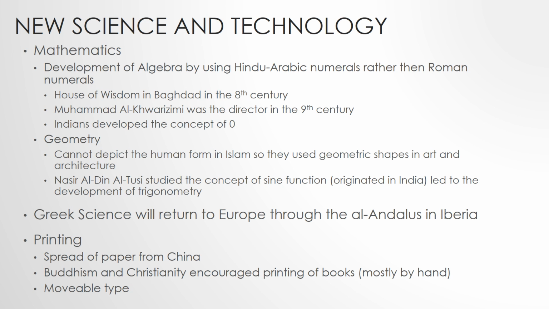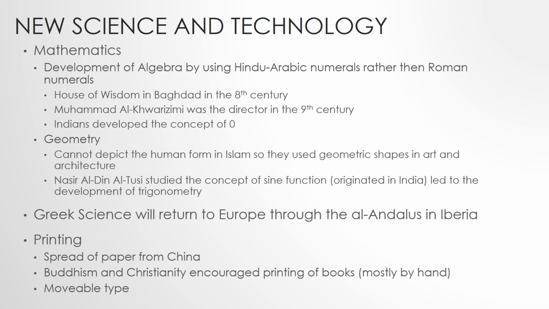We have Muhammad al-Khwarizmi, I apologize, was a director in the 9th century. And he's actually going to create algebra. One of the important aspects is the concept of zero. The concept of zero is actually going to come out of India, and the Arabs are going to use it in order to create things like algebra, which is going to bleed into the creation of geometry.